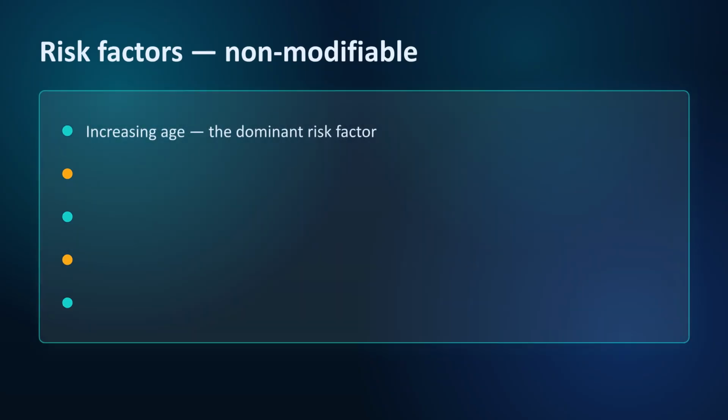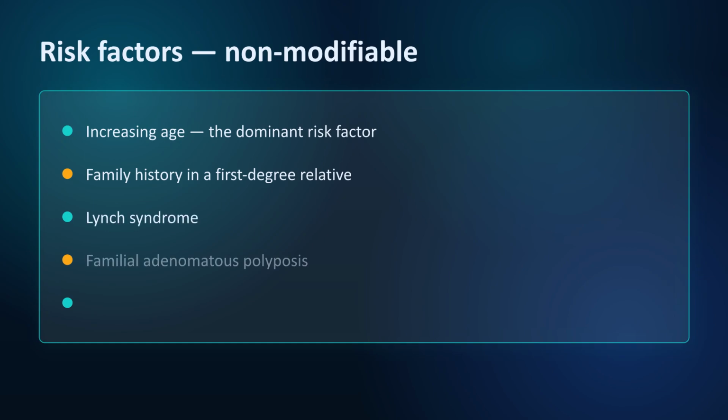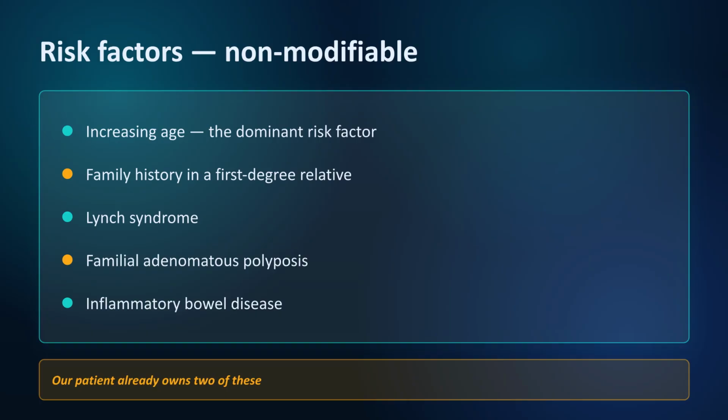Age is the dominant one. Polyp prevalence climbs steadily with each decade of life. Family history matters, particularly colorectal cancer in a first-degree relative, and it matters more when that relative was young at diagnosis. Two inherited syndromes carry very high risk: Lynch syndrome and familial adenomatous polyposis. And inflammatory bowel disease raises risk, both ulcerative colitis and Crohn's colitis, through years of chronic mucosal inflammation and repair. Notice that our patient already owns two of these: his age and his father's diagnosis.